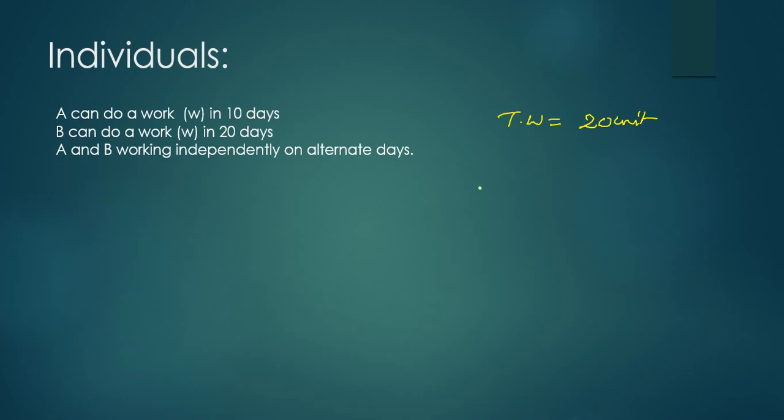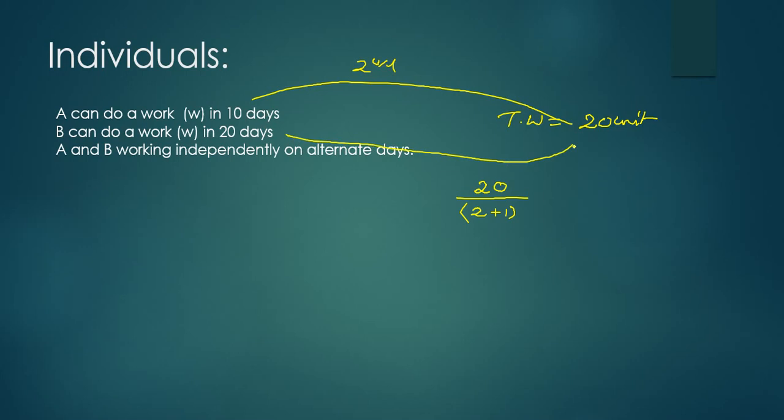What happens if they work together? They can complete the work in 20 by how many units? A will do 2 units per day. B will do 1 unit per day. How are we getting these 2 units? A takes 10 days to complete 20 units, so per day A will do 2 units. Similarly, B will do 1 unit per day. So that is how we are getting 2 plus 1. So the answer is 20 by 3, which equals 6 2/3 days if they work together. But are they working together? No. Independently on alternate days.